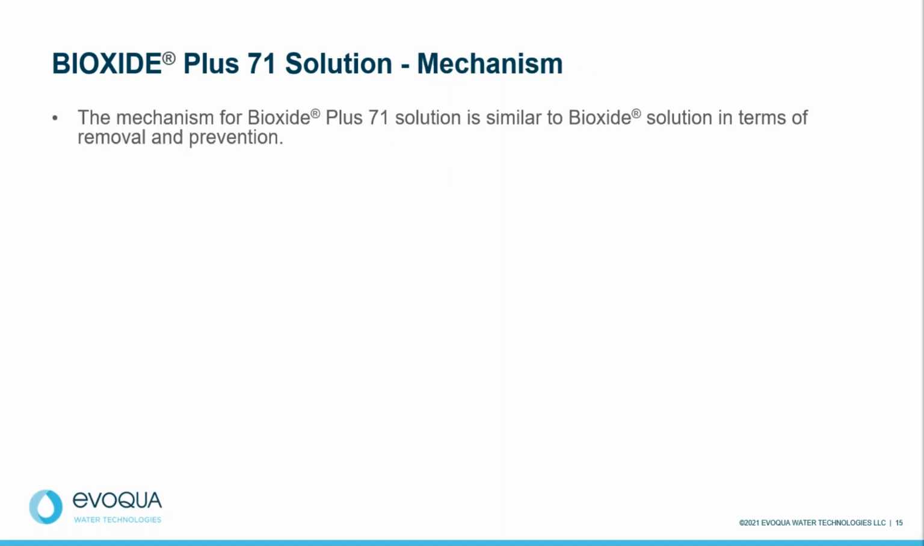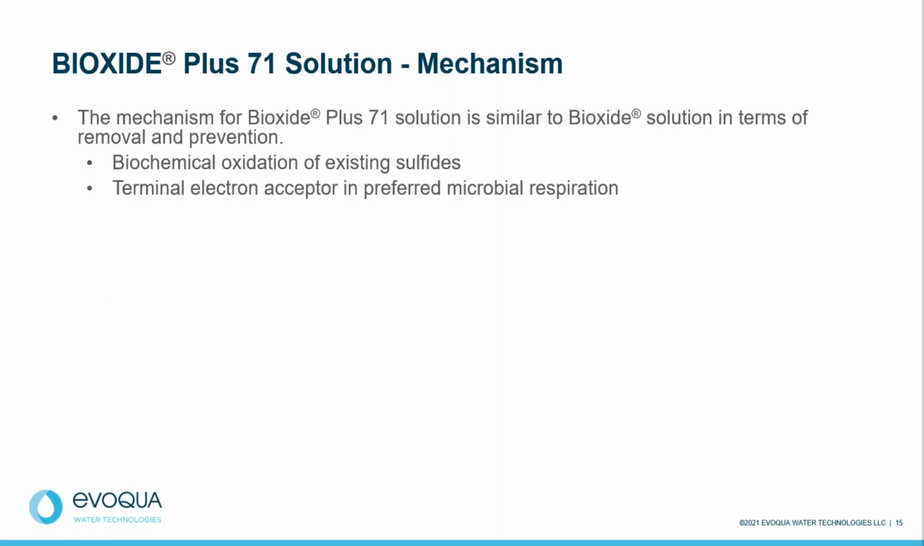The mechanism of BP71 is very much similar to our regular BIOXIDE in terms of removal and prevention. In terms of removal, we are trying to provide the biochemical oxidation of existing sulfides, restoring the sulfides back to their sulfate ionic form. In the prevention mechanism, we are trying to provide the microbiology with an additional source of oxygen.